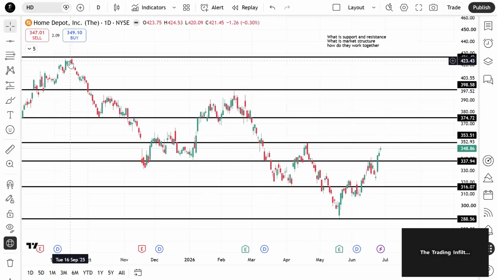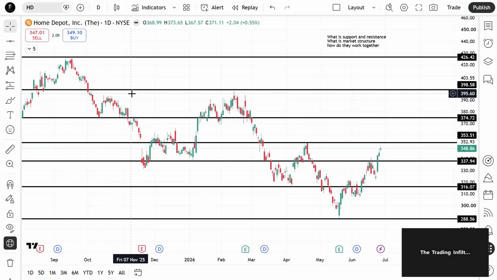Price came up, it popped, and it dropped. It popped, dropped, right? And so it is popping up, but it's never coming back up to this zone here, right? So this is a clear downtrend. This is perfect market structure.